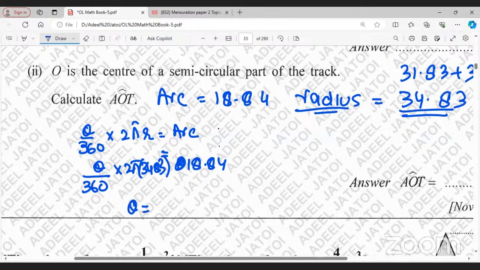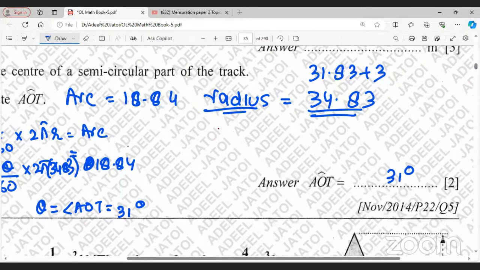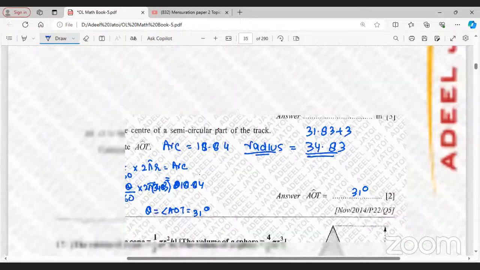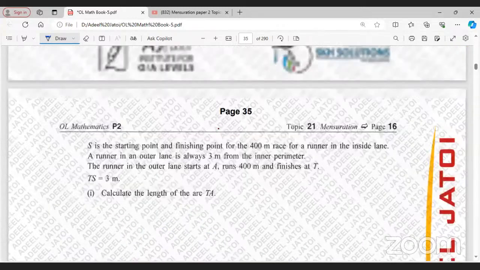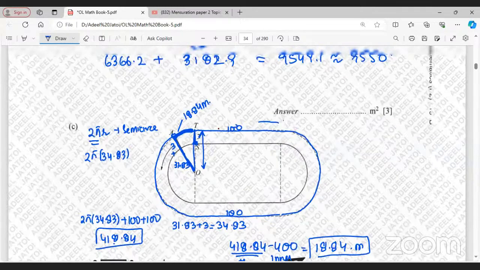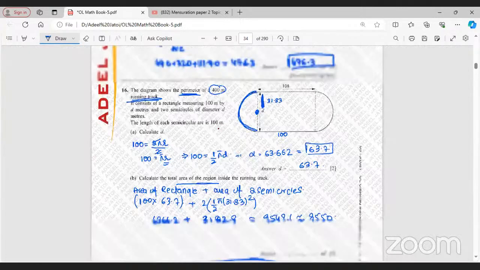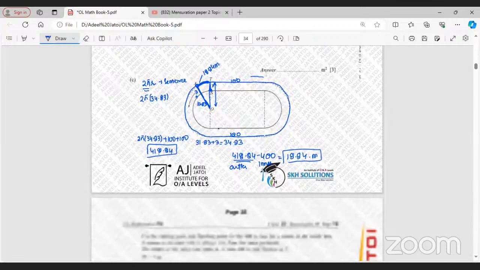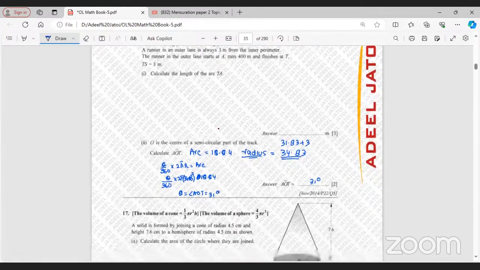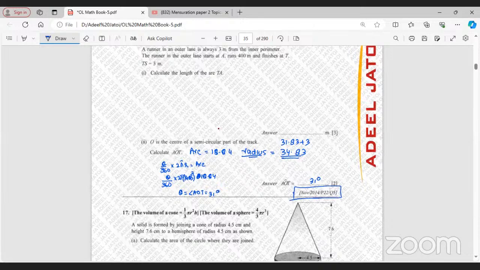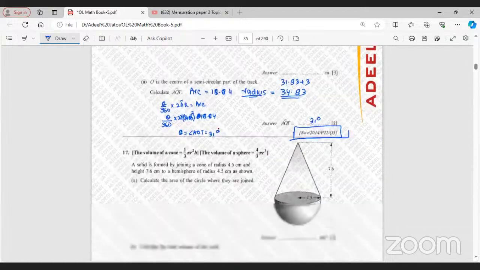So the theta will be, when we solve this together, the angle AOT is basically 31 degrees. This is your 31 degrees. Now this was question number 16 from the book, and yearly, this was November 2014, paper 2 question number 5.